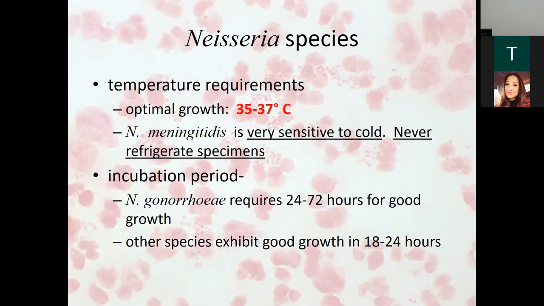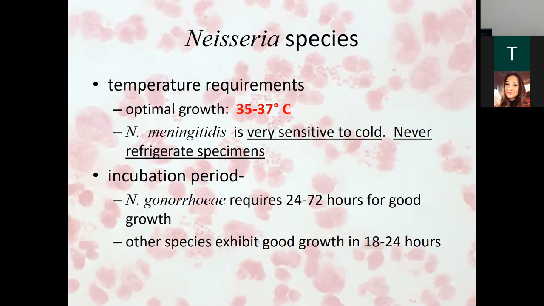Okay? So normally, if we get a urine, we culture it. We plate it out and put that plate in the incubator overnight. We bring it out and look at it. It may or may not be ready to roll. It might not have enough growth, but we keep it one more day.